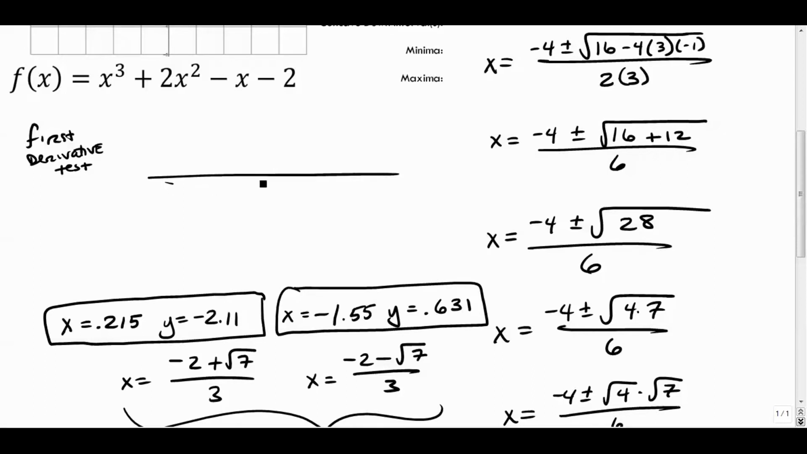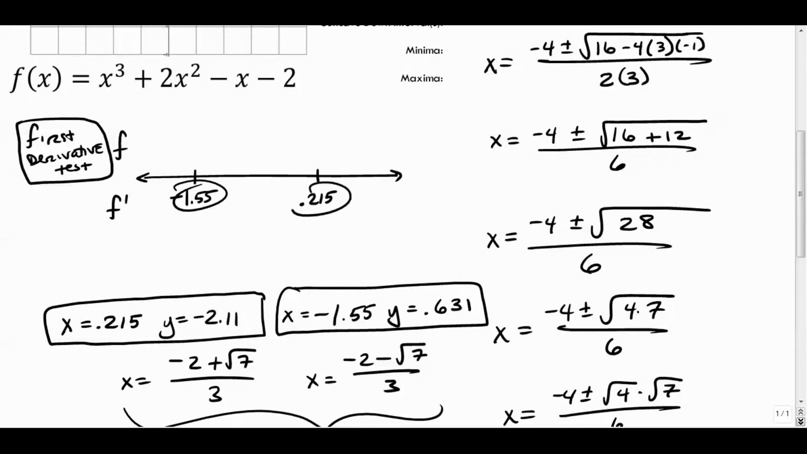test. And that basically just looks like a number line. I'm going to put my two x values there, -1.55 and +0.215. I'm going to test it in my derivative down here and see what happens to my function up here. Derivatives give you the slope of a graph. I know that these values yield a 0 derivative, but I'm more interested in the values that are around it. So what number in here, what number in here, and what number in here, what do those values do to our derivative? So we need to check that.